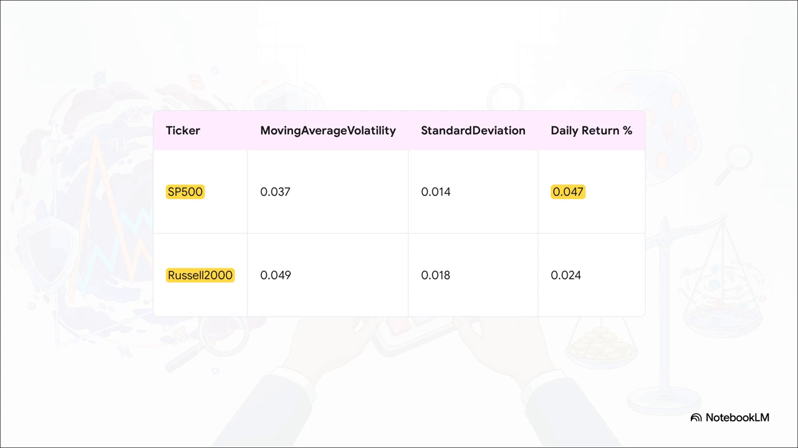First, look at that last column, daily return percentage. You can see the S&P 500 had a higher average return. Okay, now look at the two volatility columns. In both cases, the S&P's numbers are lower. I mean, getting a higher return with less risk? That's pretty much the dream for an investor during that time frame.